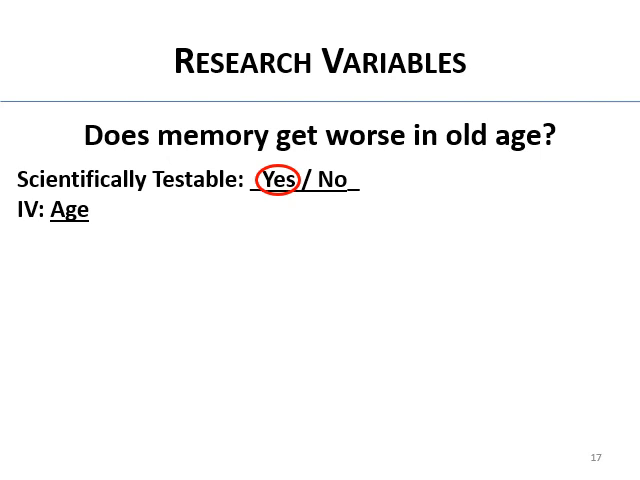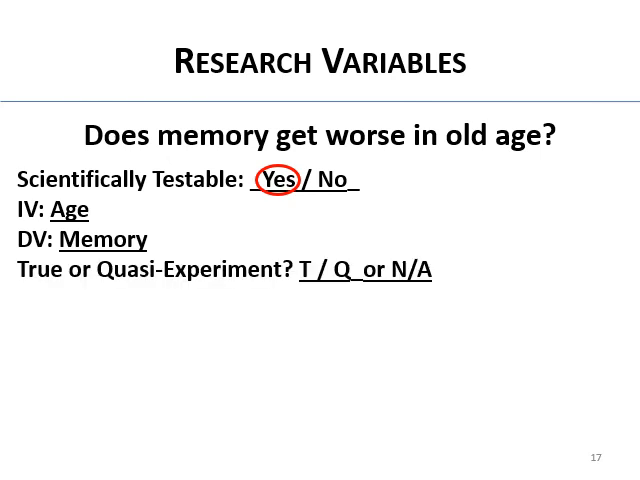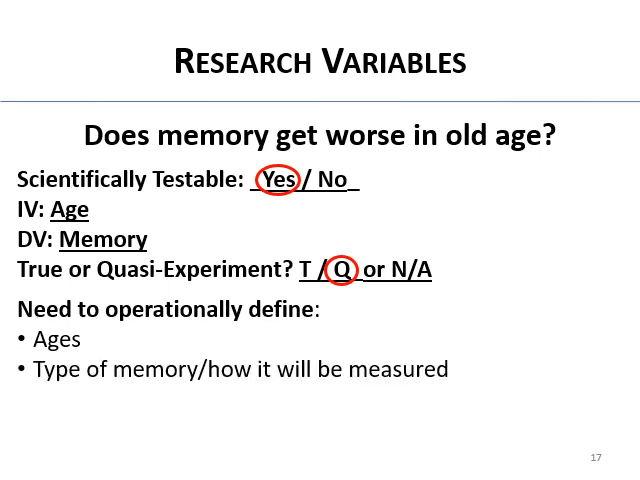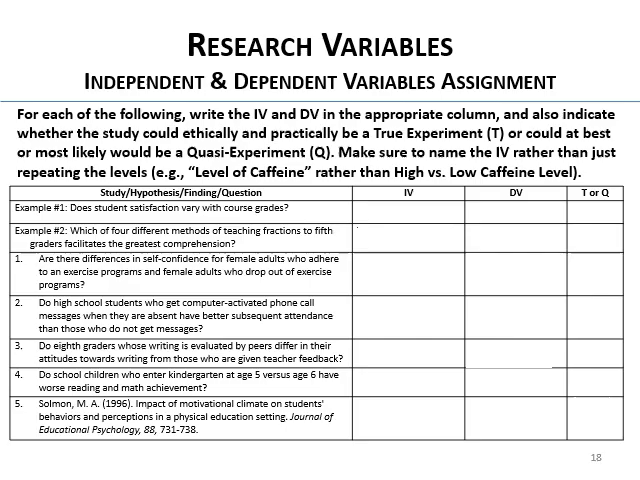And then what do we think varies as a function of age? Well, we think memory differs as a function of age. So that's our DV. So are we randomly assigning people to be old or not? No, right? This is a clear quasi-experiment. We're just measuring people how they are and looking at their memory. So again, the usual sort of disclaimer, we got to operationally define what's old age. It keeps getting older for me anyway. So what type of memory and how are we going to measure it, etc.